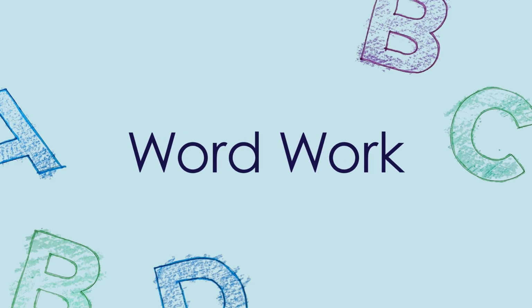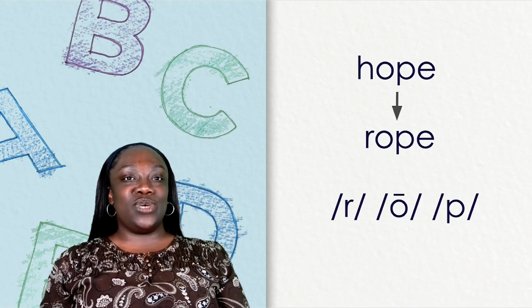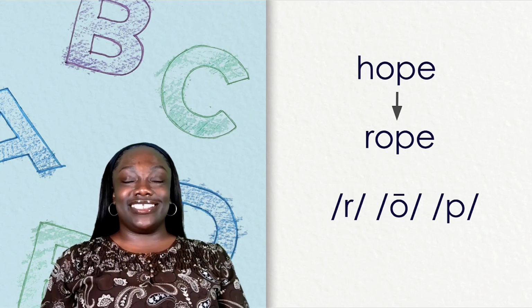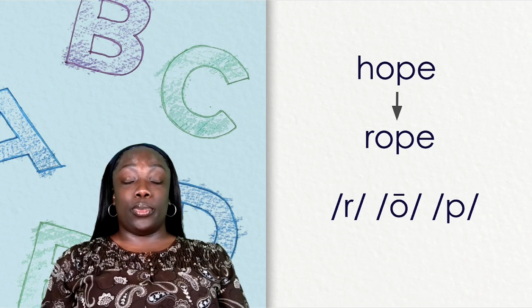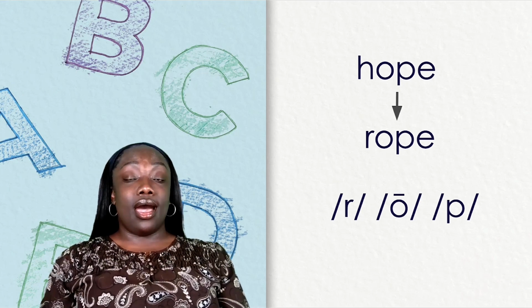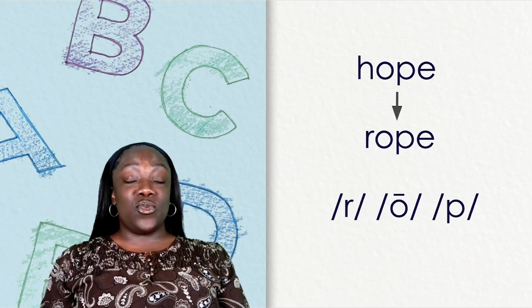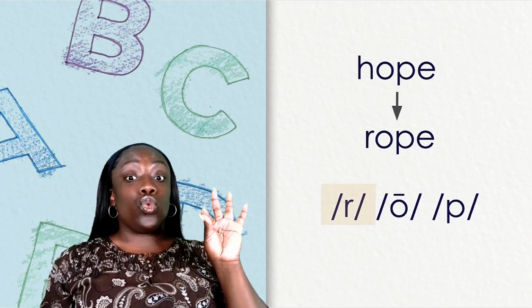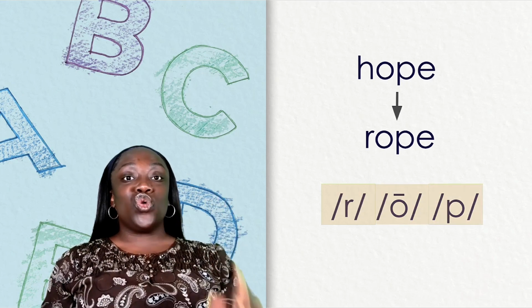Word work. Let's make a new word by switching one of the letter sounds with a different letter sound. Our first word is hope. Hope. If I replace the h with the sound r, I would say r, o, p, rope.